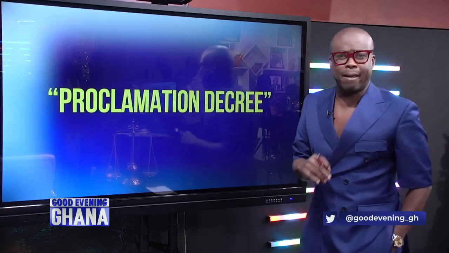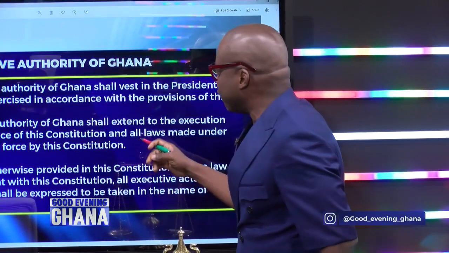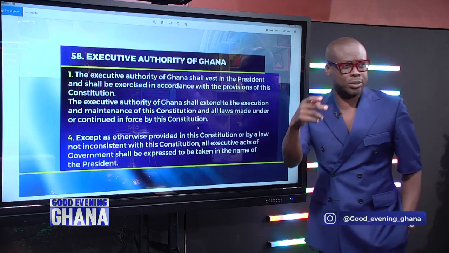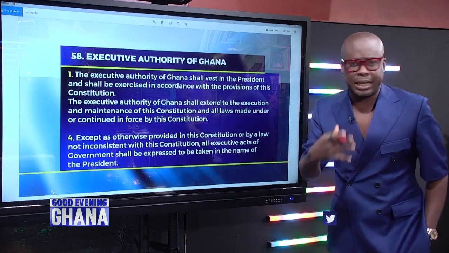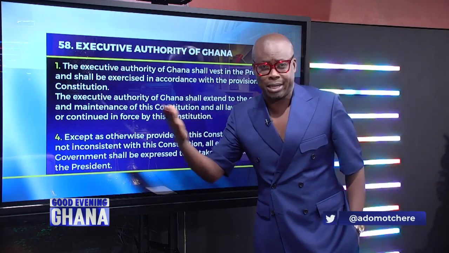Let's go to powers of the president, the executive powers, and then I'll show you in a bit how that works out. It's very important for us to understand this at this time. Now, because of who they were, and then they wrote the Constitution, now you will understand the politics of how the 1992 Constitution was written.